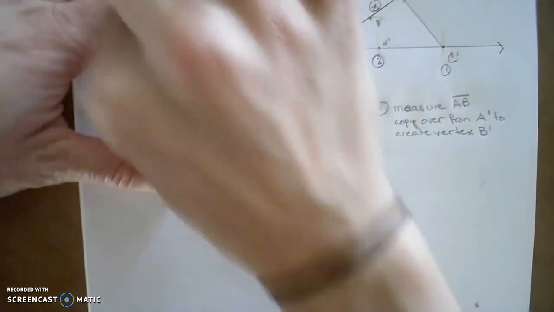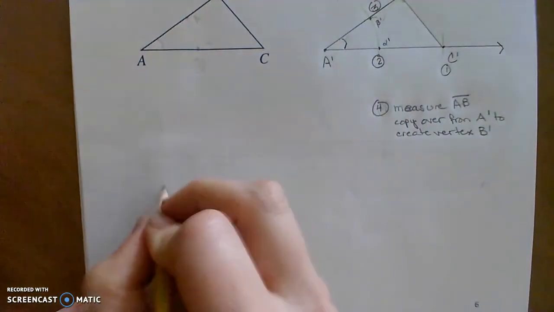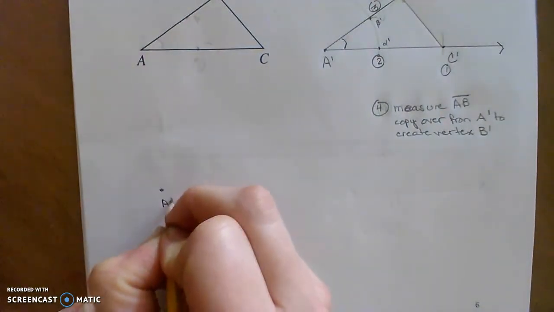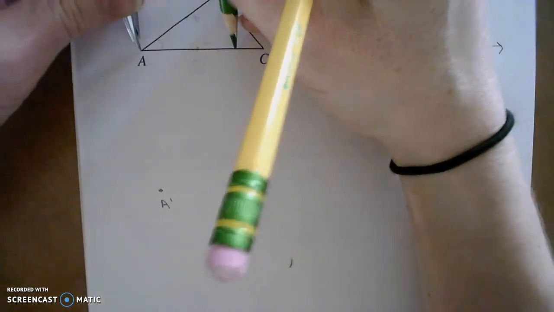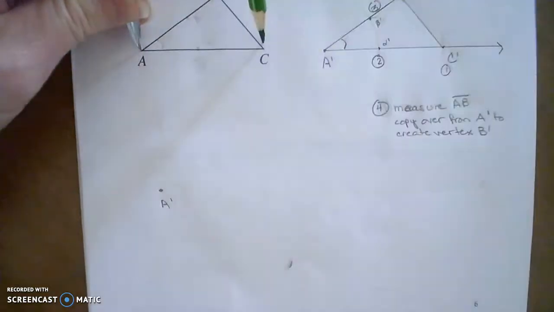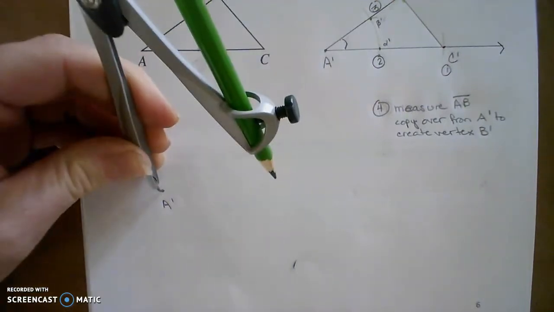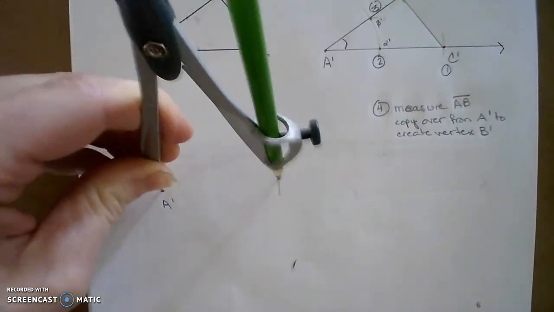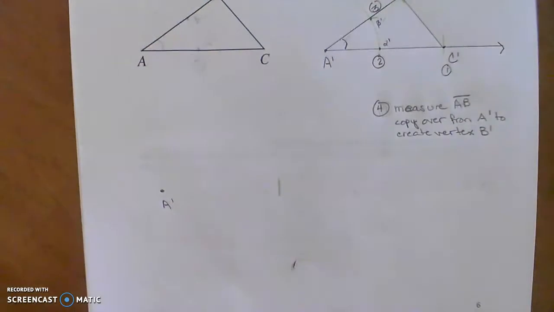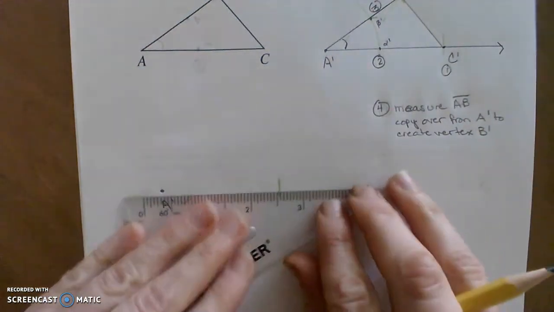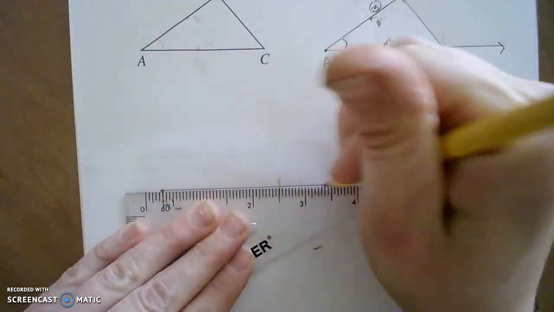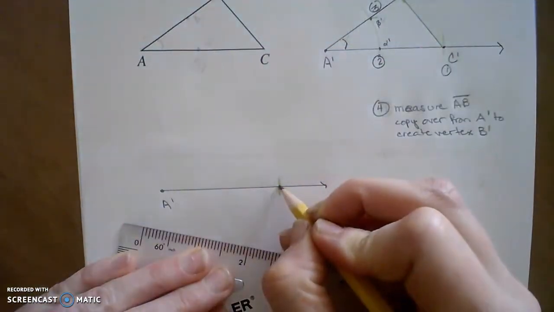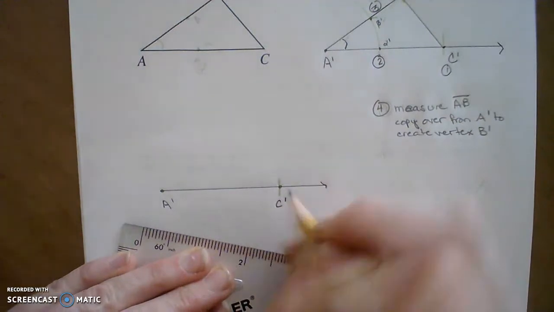Let me erase my markings here that I made on the original triangle. Step 1, construct A prime, C prime. So I'll measure this distance from A to C, copy that over here, draw a ray coming out of A prime, and at this intersection point, I've got C prime.